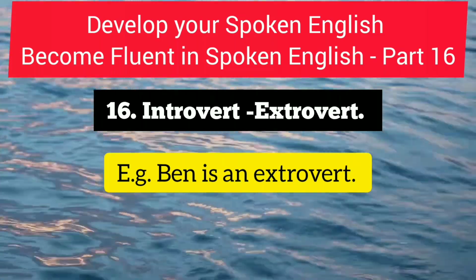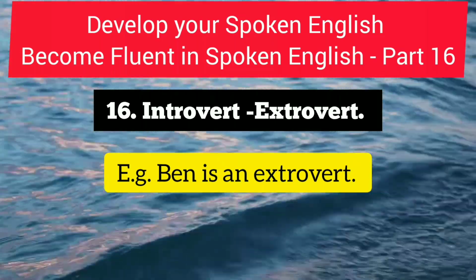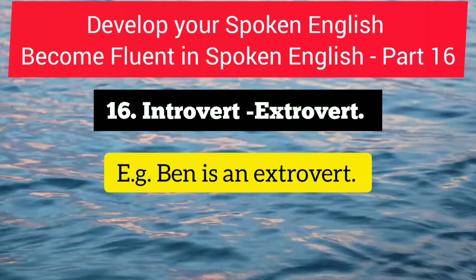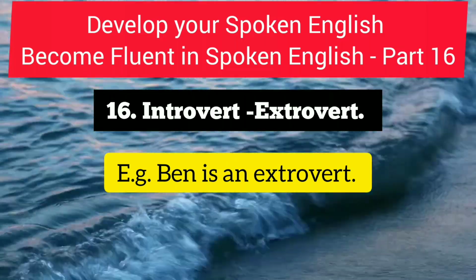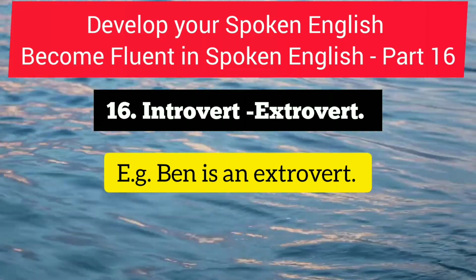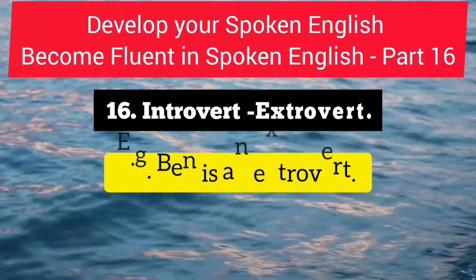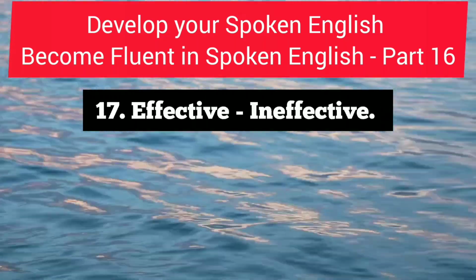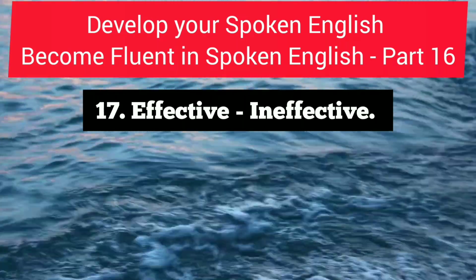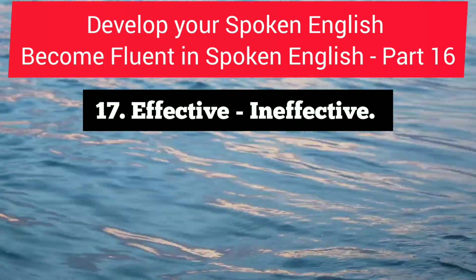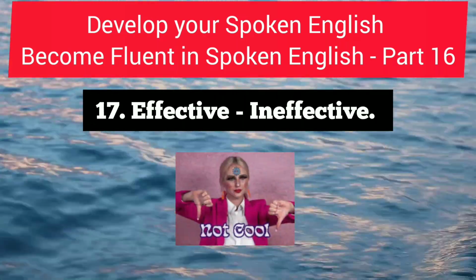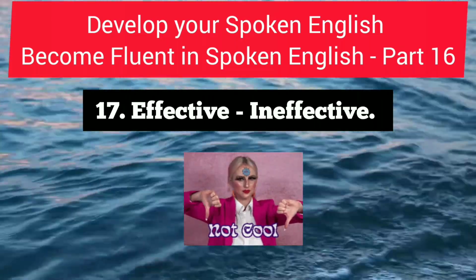Ben is an extrovert. That means he has this type of trait. He is outgoing. So I'm quite sure it's clear the exact antonym or the opposite of introvert. So up next, let's focus on the 17th one, which you see, which is effective. Effective is also quite useful, and the exact antonym or opposite is ineffective.